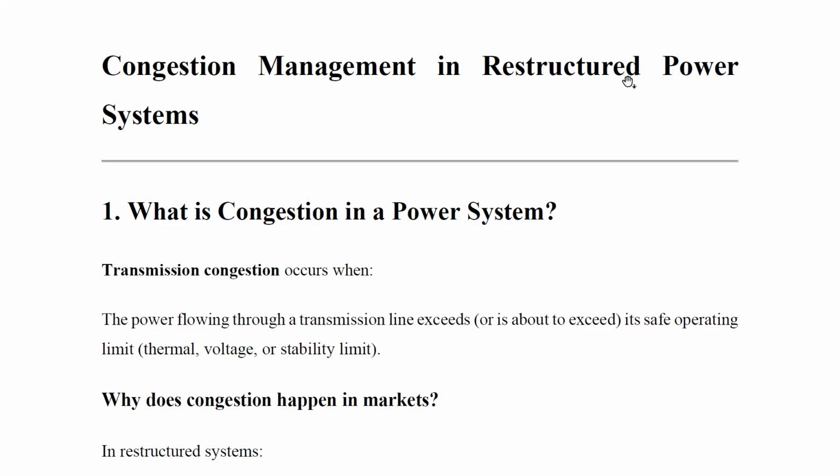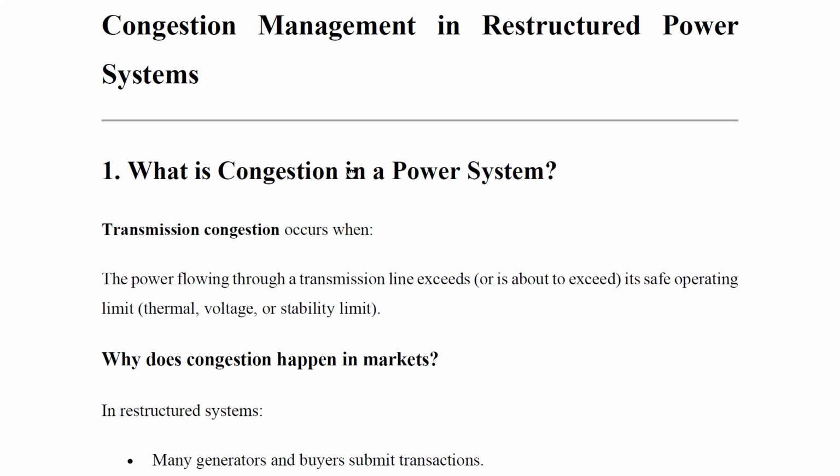Good morning. Today we are going to deal with congestion management in the restructured power system. So first of all, we need to know what congestion in the power system is. Transmission congestion occurs when the power flow through a transmission line exceeds or is about to exceed its safe operating limits, such as thermal limits, voltage limits, and/or stability limits.